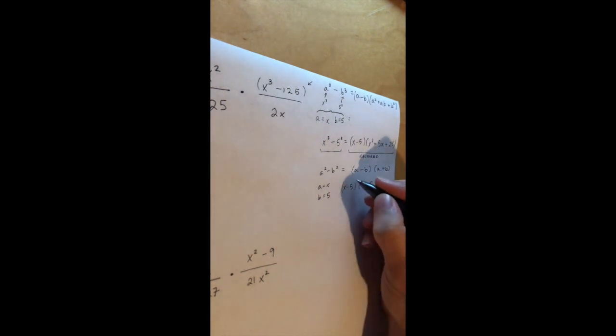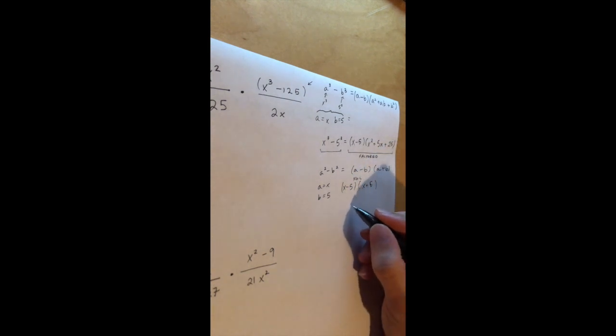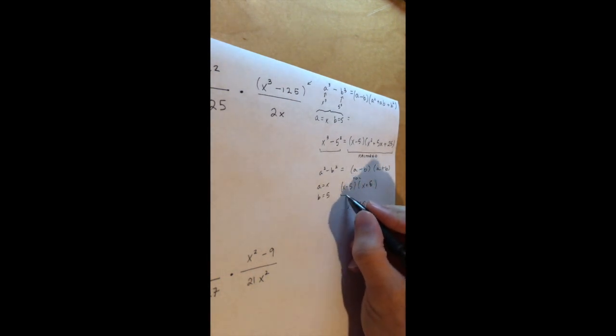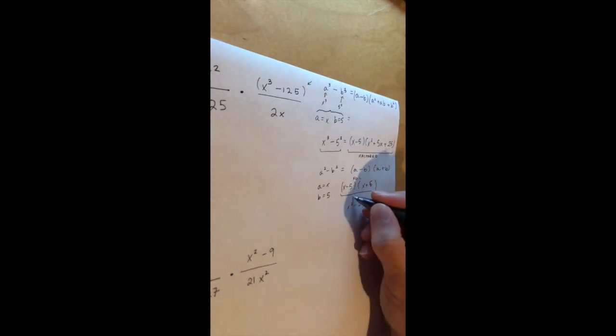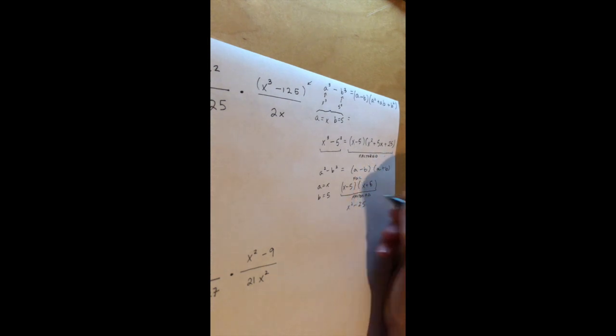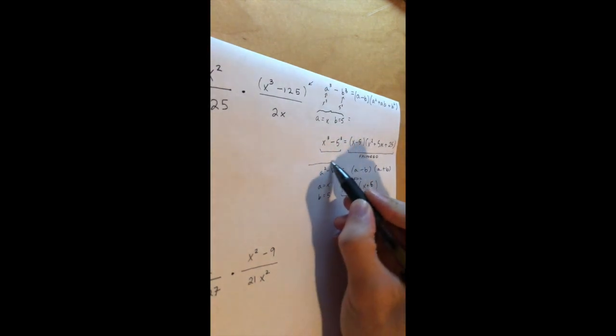Now, if you FOIL this together, you're going to get back your x squared minus 25. So this is, in fact, the factored version of x squared minus 25. Okay, so we just factored two different things. We just did two steps. We're going to substitute all those things back in for our fraction.